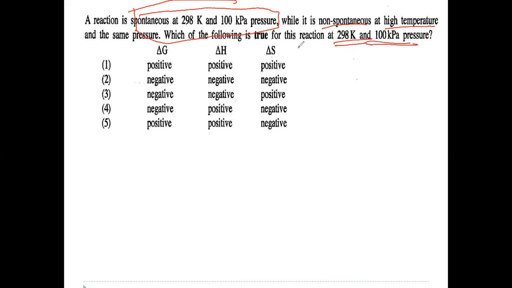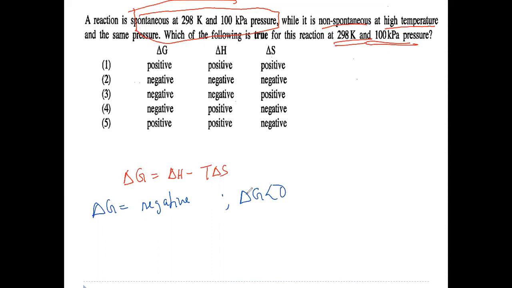This is very important. When you speak about spontaneity, first you write this equation: delta G is equal to delta H minus T delta S. Definitely we are talking about the spontaneity of the reaction. If it is spontaneous, the delta G should be negative. So delta G negative means it should be less than zero.